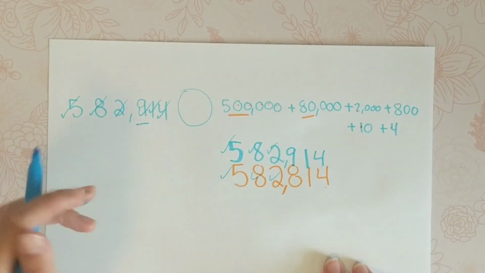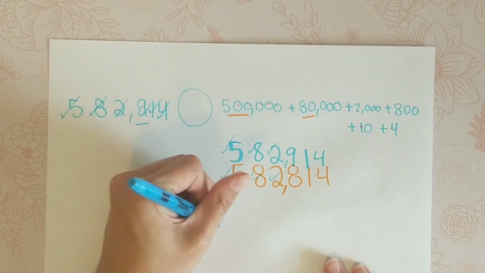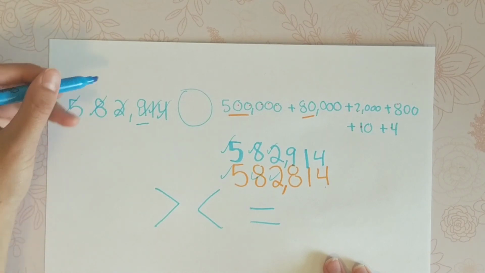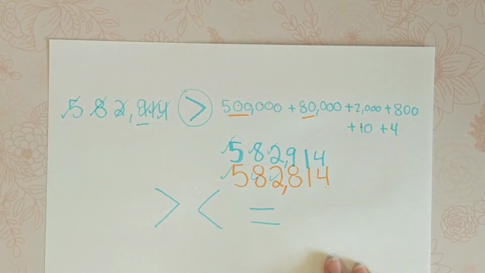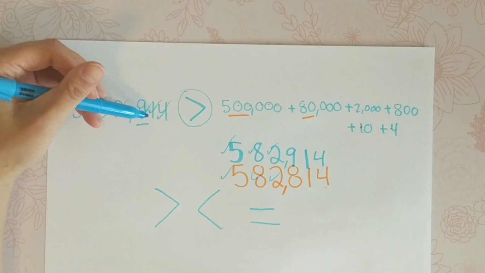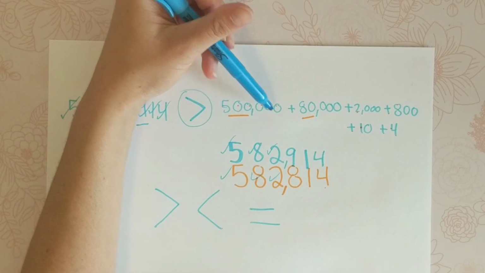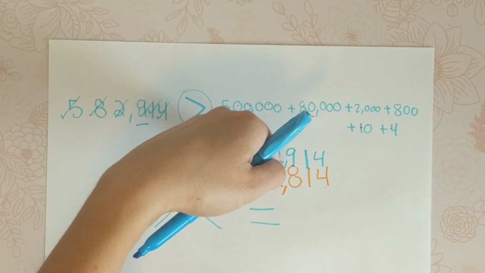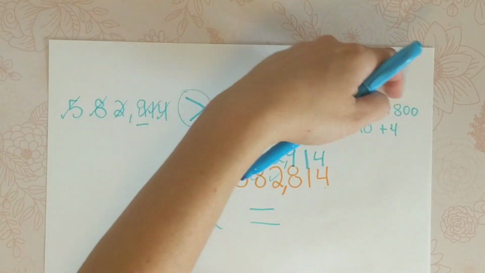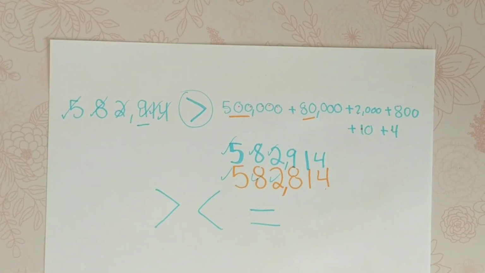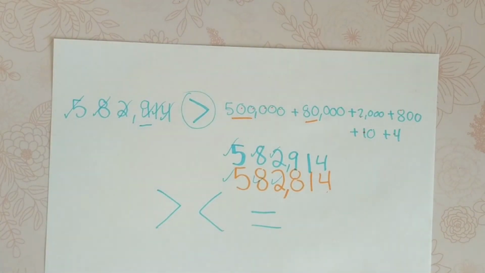So now we're not going to use the equal sign because they're not equal. There's a difference. The alligator is going to eat the bigger number. And here's how we say that out loud. 582,914 is greater than 582,814. All right, and that is how you compare big numbers. It's not super hard, but it does take a lot of patience.